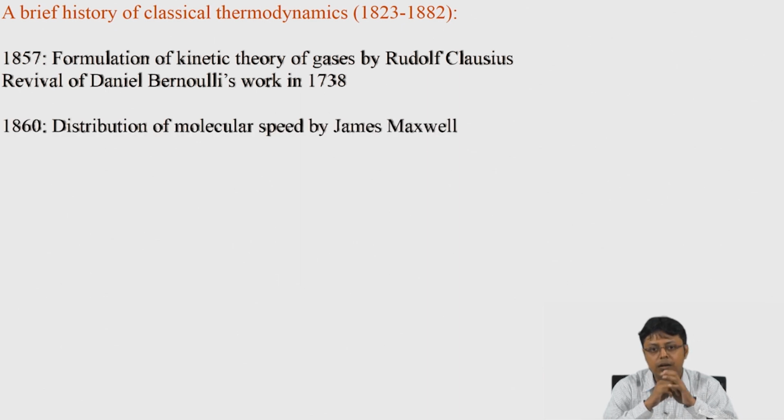Now, around 1860 or so, stemming from this kinetic theory of gases, Maxwell gave the idea of how one can calculate the distribution of molecular speed, because kinetic theory says that a gas, actually a macroscopic system, is composed of molecules which are in random chaotic motion. How will you describe the motion of these molecules, and how will you get a formula to describe the average speed of these molecules at a particular temperature? That you can derive using the prescription by Maxwell.